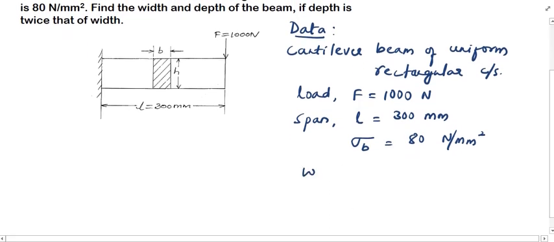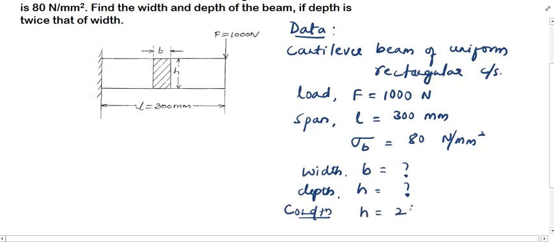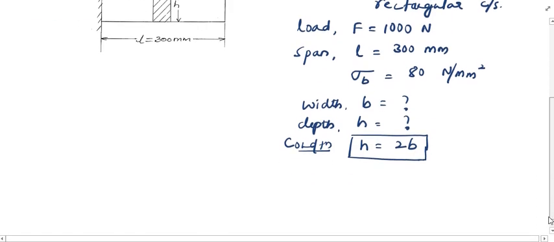Here he wants to determine the width, so therefore width b is equal to question mark, depth h is equal to question mark, and the given condition, very important, is h is equal to twice the width, that is, depth is twice the width. So we will be using this condition for solving the numerical.